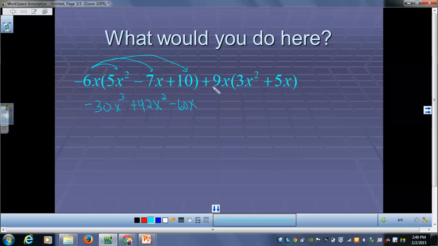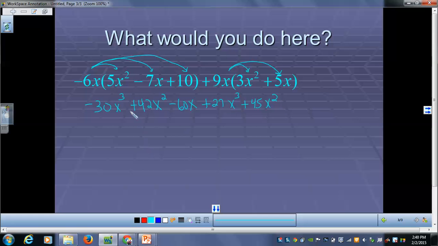Now what we need to do is distribute for our next parenthesis. So 9 times 3 is a positive 27. 1x times 2 x's would mean 3 x's total. And then 9 times 5 would be a positive 45. 1x multiplied by another x would be x squared.